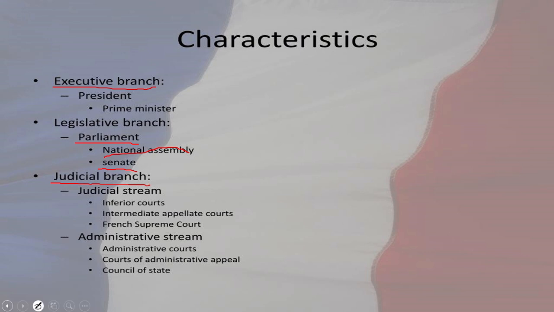And the administrative stream is divided into 3 points. First is the administrative courts, second is the courts of administrative appeal, and the third one is the Council of State.